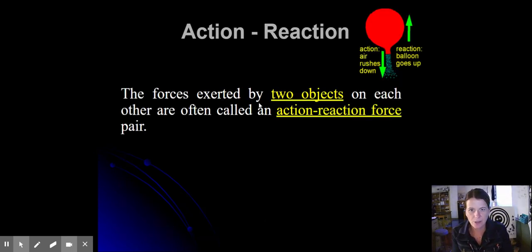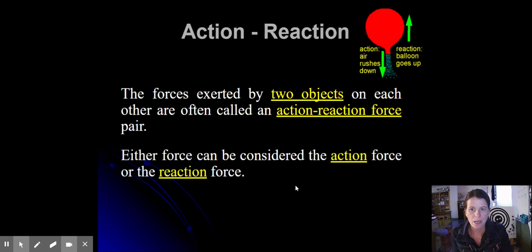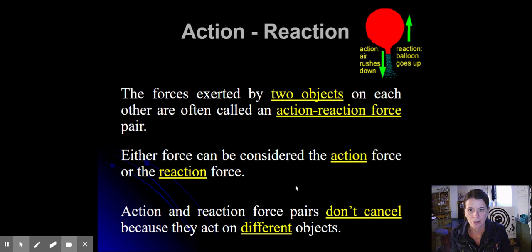Action-reaction. The forces exerted by two objects on each other are often called action-reaction force pairs. Either force can be considered the action or reaction force. Action and reaction force pairs do not cancel each other out because they act on different objects. So action and reaction are forces that act in pairs. So the action here is the air of the balloon rushing down. So the reaction is the balloon going up.